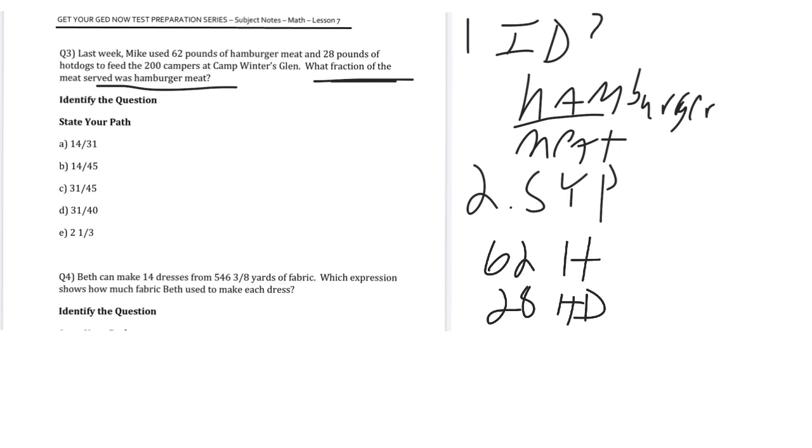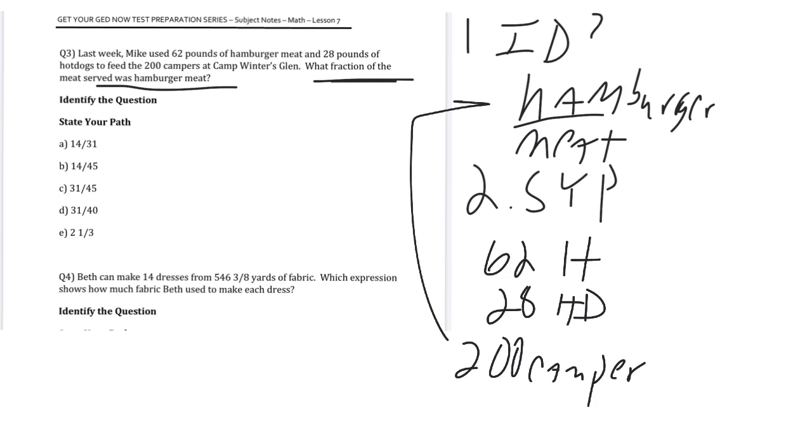And then from there, we have 200 campers. But the 200 campers doesn't matter, because the question is about this up here, right? So the campers, we're not going to worry about that. So we're just going to worry about the hot dog and the hamburger. So we know that both hot dog and hamburger are meat, so we're just going to simply add those two together, and we're going to get 90.